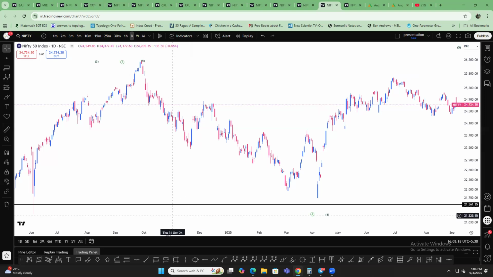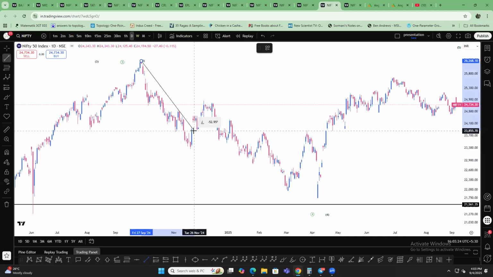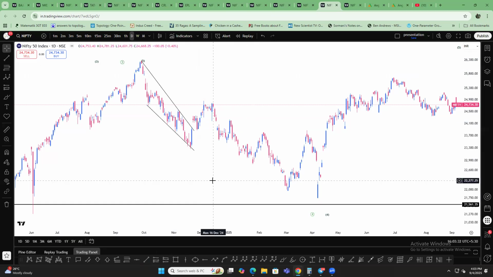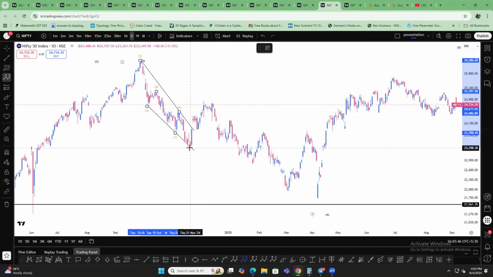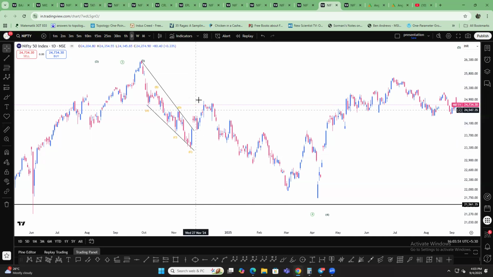So here you can see a clear leading diagonal structure, right? So this is A, B, C, D, E, ending with A, and this is wave B, and see, this is wave C.